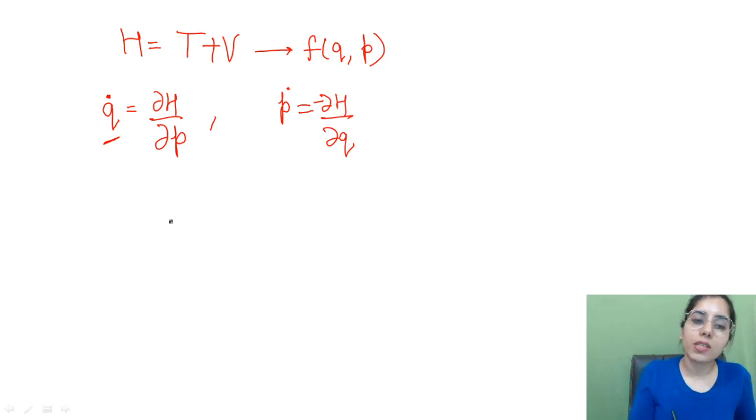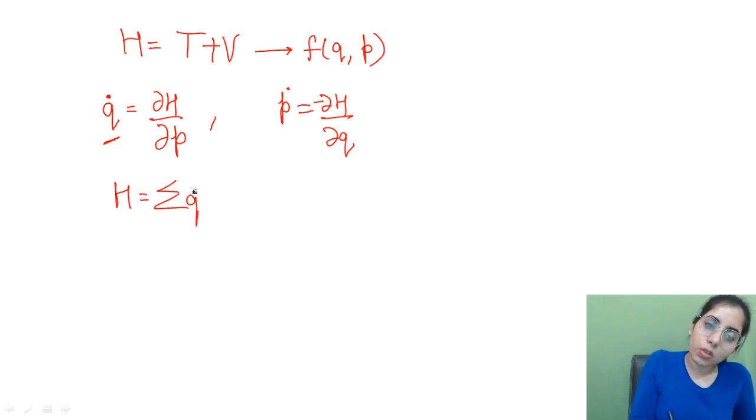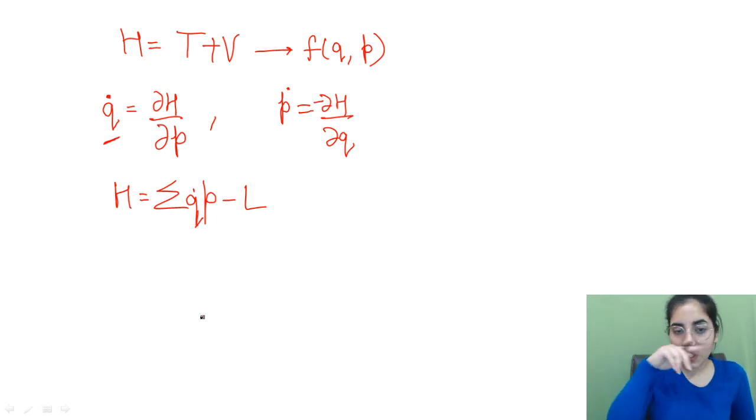Let's talk about the next equation, guys. That is the equation which helps us convert the Hamiltonian into the Lagrangian, or the Lagrangian into the Hamiltonian expression. That equation is H is equal to the summation of q dot p minus L. This is a very important equation.